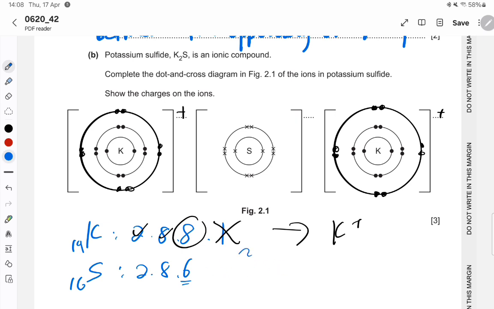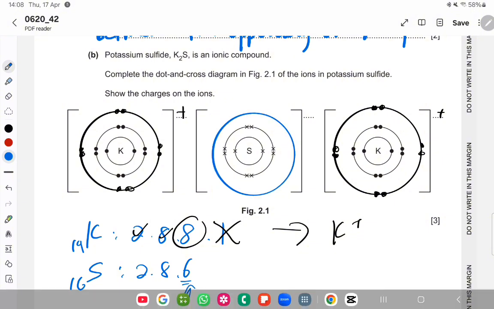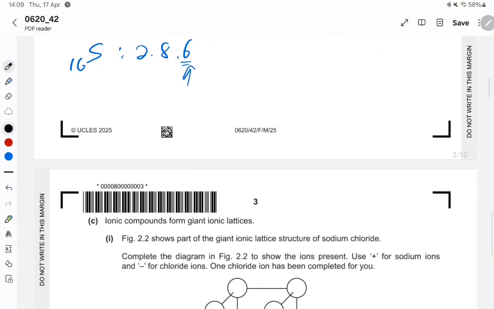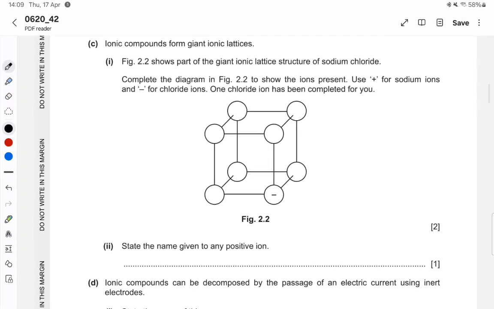Meanwhile, let's look at sulfur. I'm going to do it in blue. So you've got 2, 8, 6. So there's one more shell. You draw the 6 of its electrons, 1, 2, 3, 4, 5, 6. And where does that 8th electron come from? It's coming from the 2 potassiums. So the sulfur will have a negative 2 charge. Okay, class?